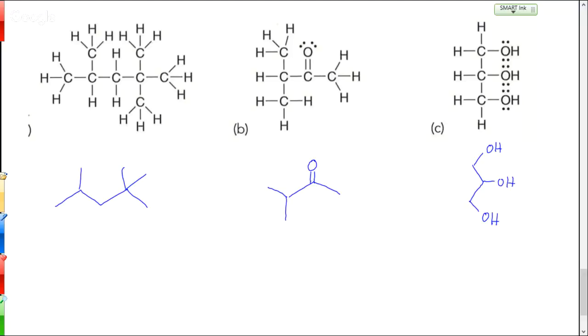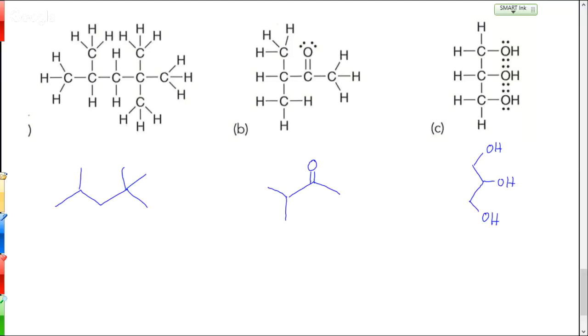Anybody have structures you're not sure if they're the same or not? Yeah. So for the first one, I originally had this going this way. Would that make a difference? This way. There. That's fine. Yeah. So that was okay.